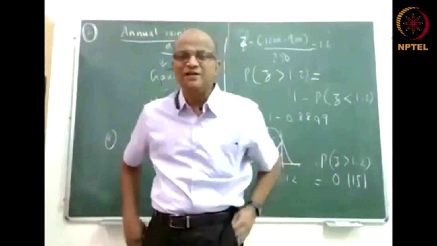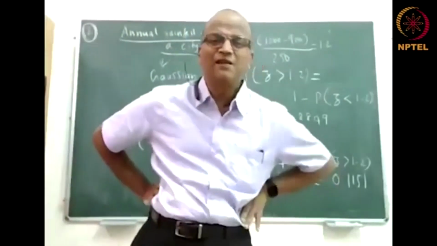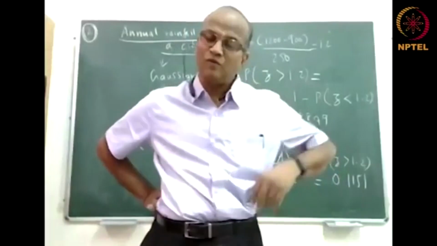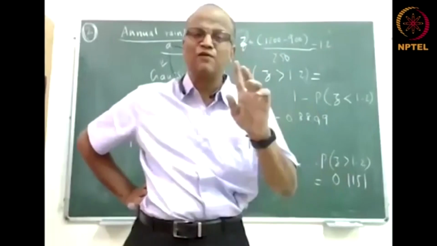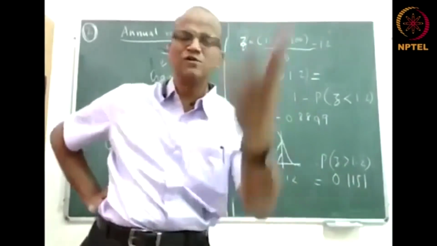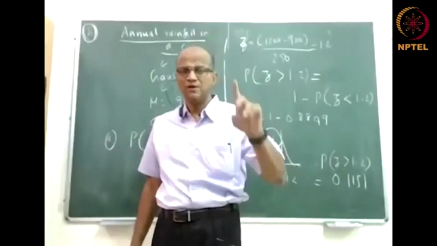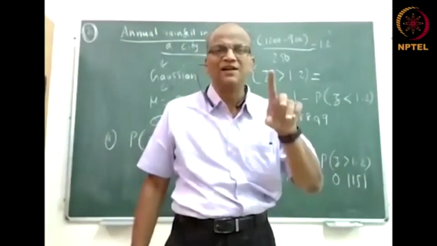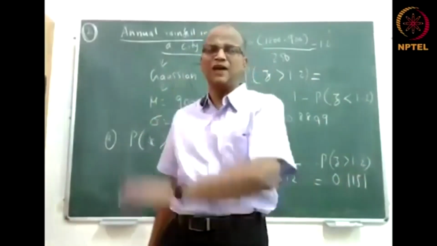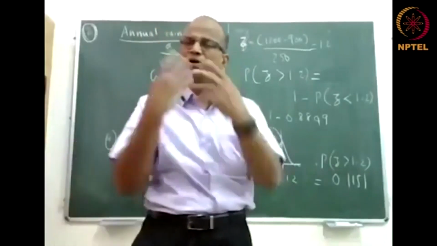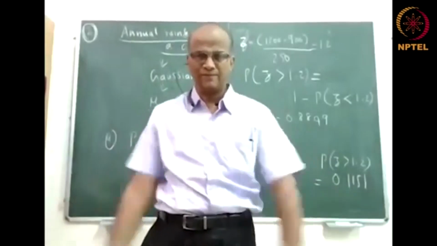Get the probability that the annual rainfall is either less than 750 millimeter or more than 1200 millimeter. Ujjal, got it? Others also? Come again. What is the probability that the rainfall is either less than 750 millimeter or it's more than 1200 millimeter? It has got two parts and one part we already saw. I'm saying either or.